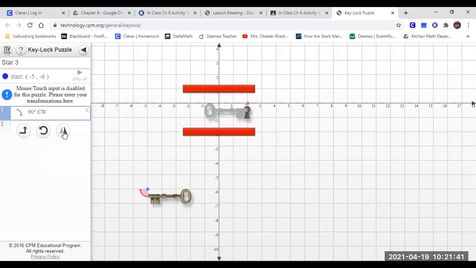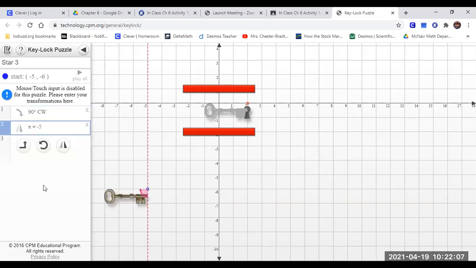So we could flip it. Are we going left and right, so we look at the X, or are we going up and down? So we look at the right, left and right. So what X are we flipping it over? -5. Go. All right. Are we okay with that?